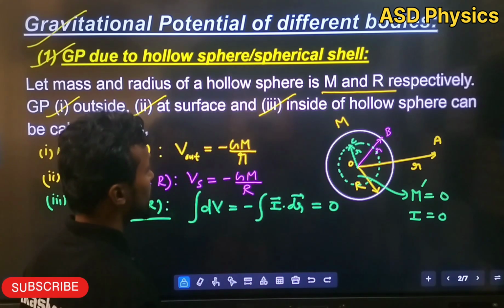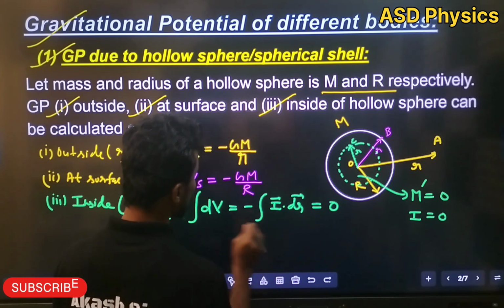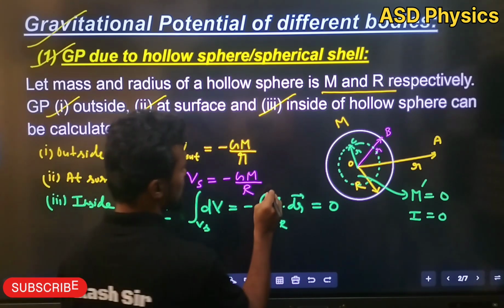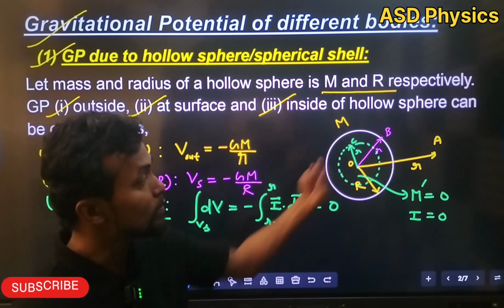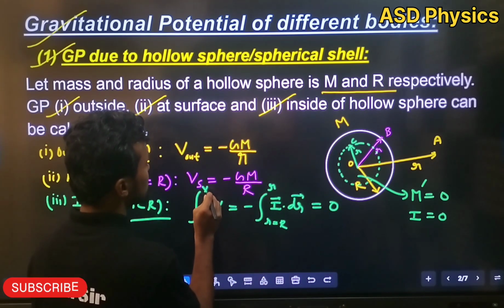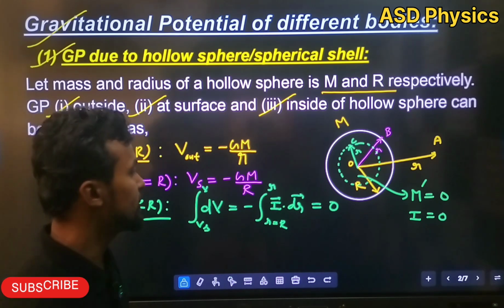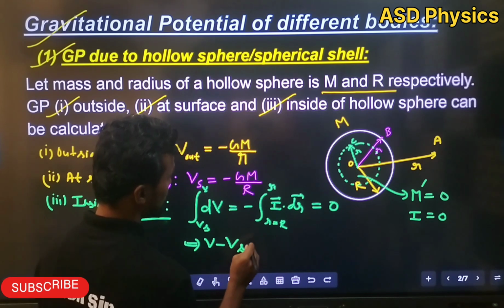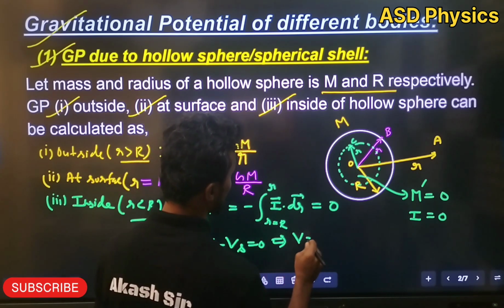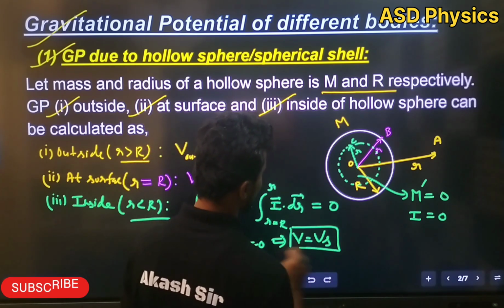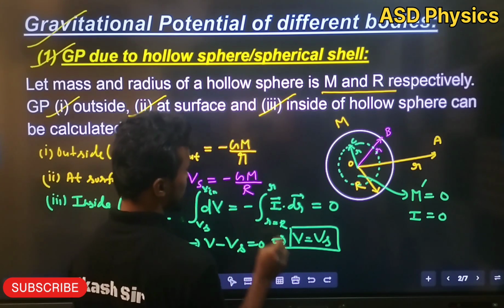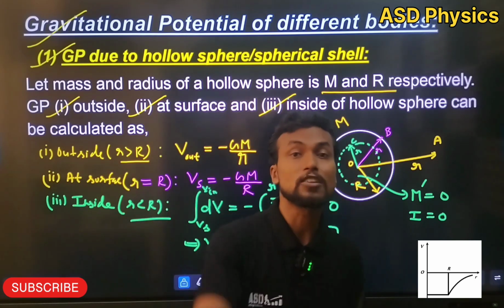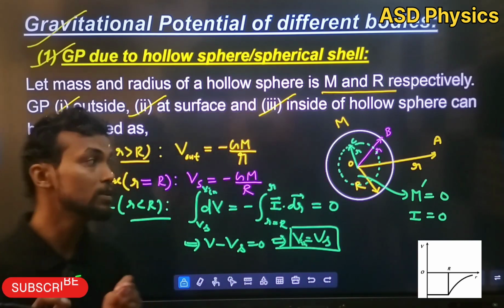Please remember that we have to put the limits also here. We write when small r equals capital R, the potential is the surface potential Vs. And when we are inside, at distance small r, the potential is V. So upper limit V minus lower limit Vs equals 0. From here V equals Vs, at the inner point. That means whatever potential is at the surface of the shell, the same potential will be inside also.